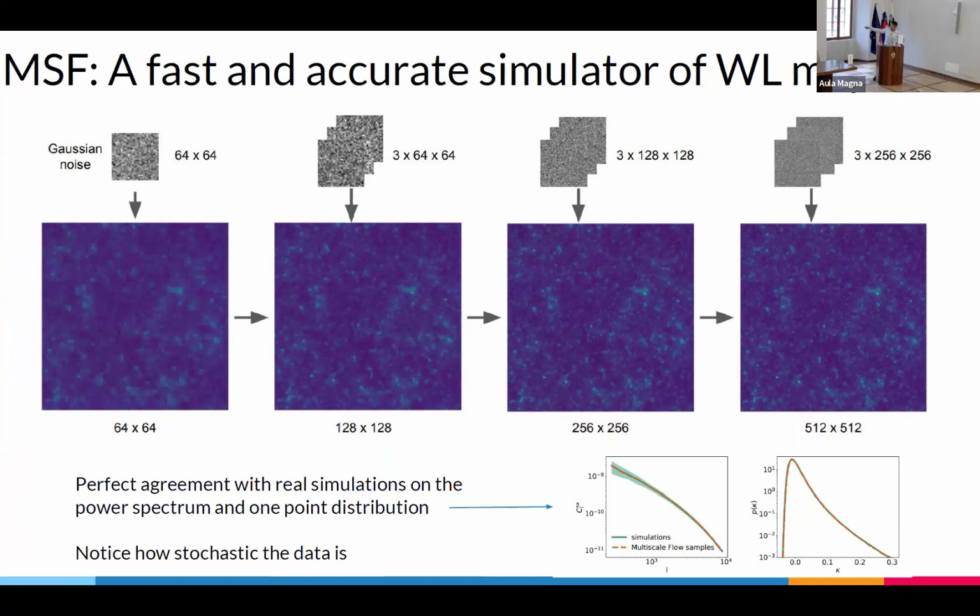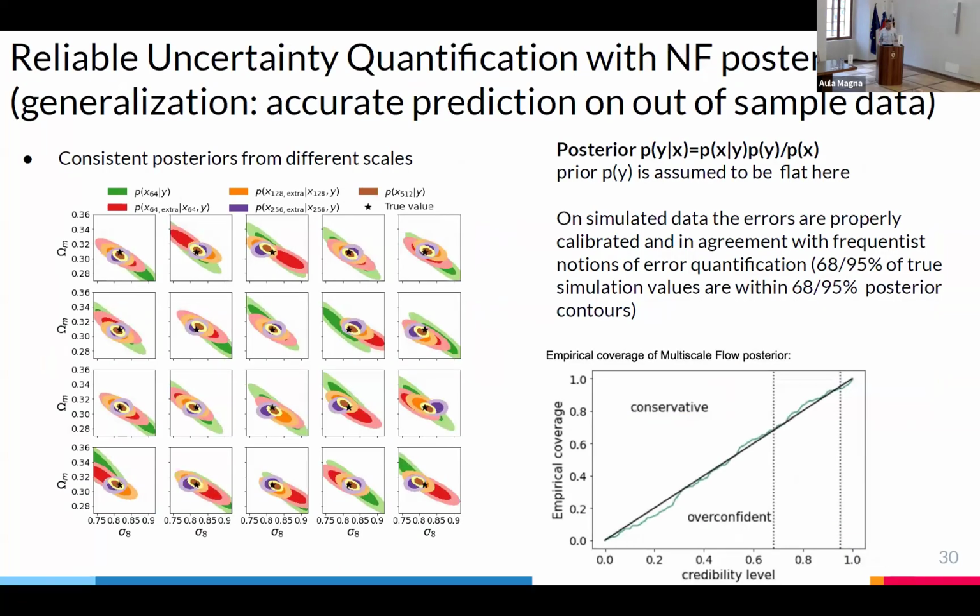Now, in terms of statistics, this map has identical power spectrum and identical one-point distribution function as the original training data. So it's a pretty good result in terms of the training. Okay, next is the main task, which is a reliable and high quality, ideally optimal posterior analysis, so inference.